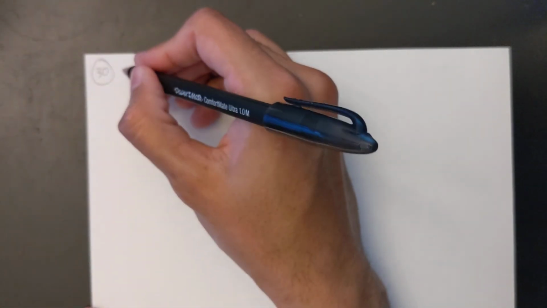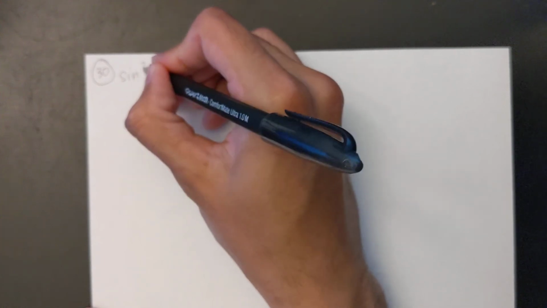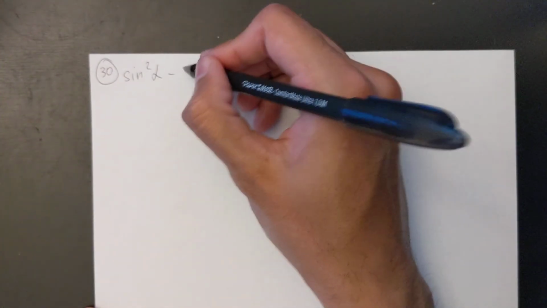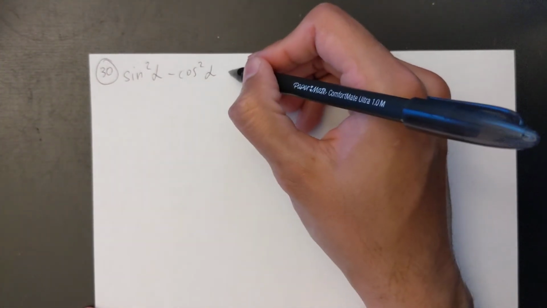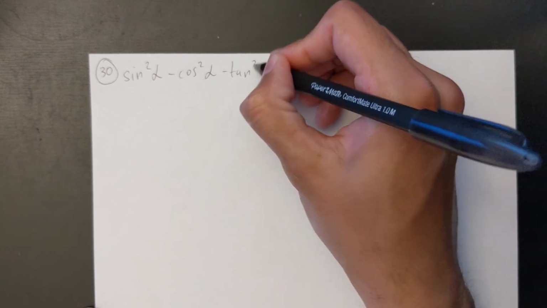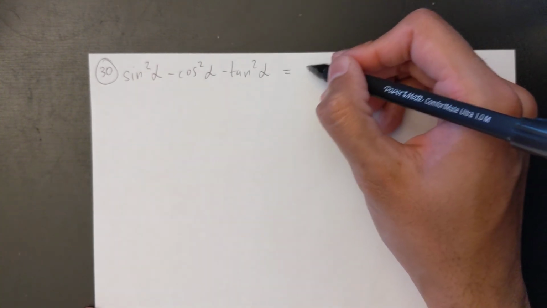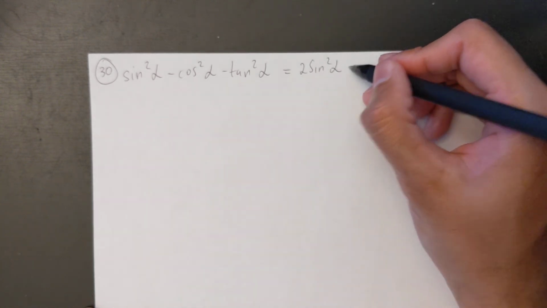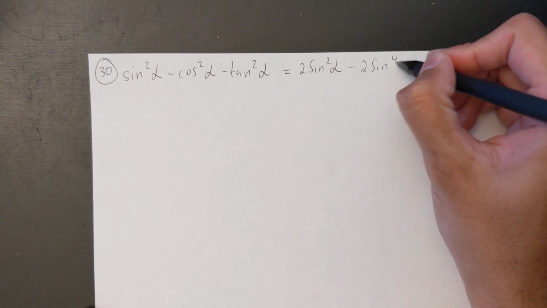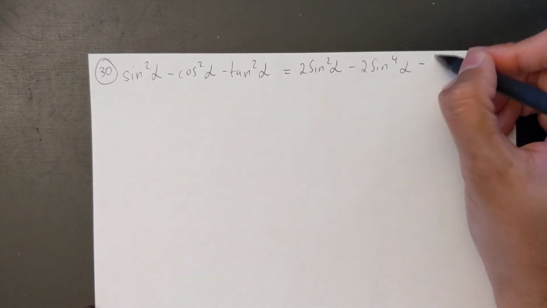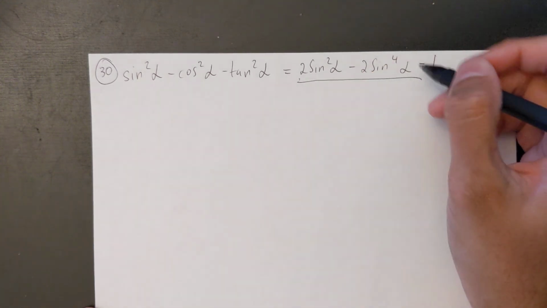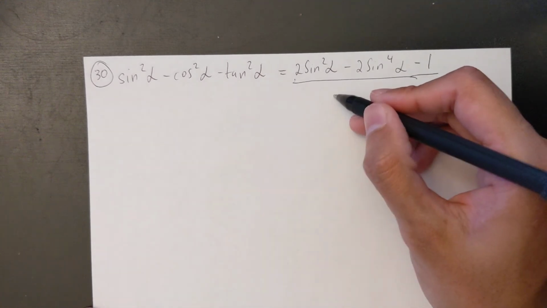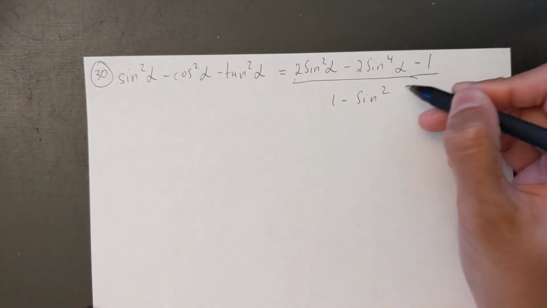Alright, last question. Sine square alpha minus cos square alpha minus tan square alpha equals 2 sine square alpha minus 2 sine 4 alpha minus 1 over 1 minus sine square alpha.